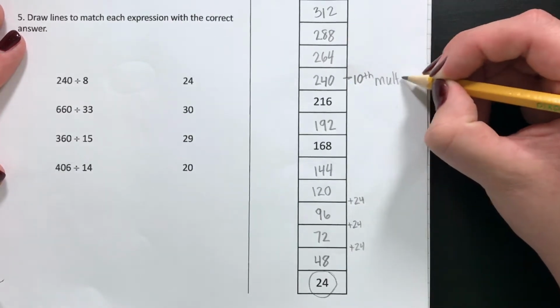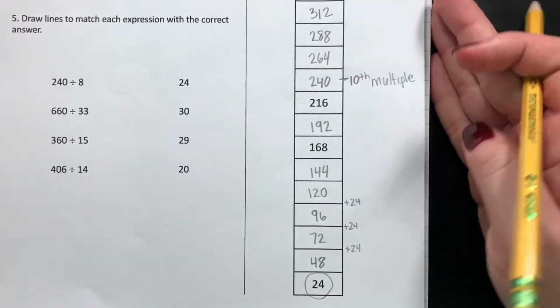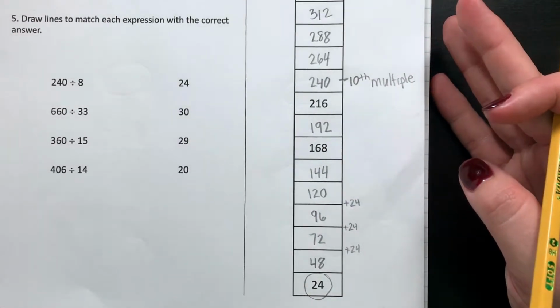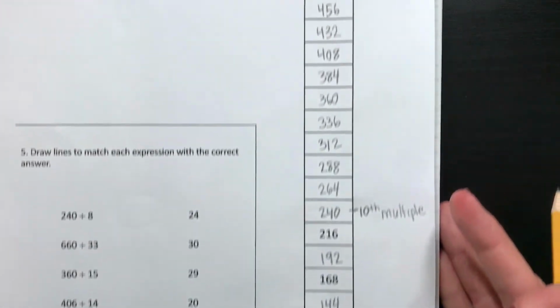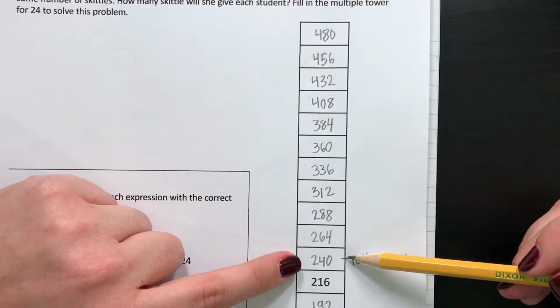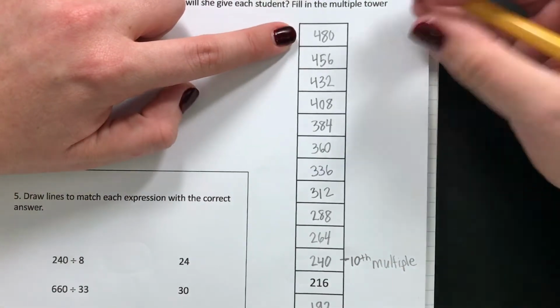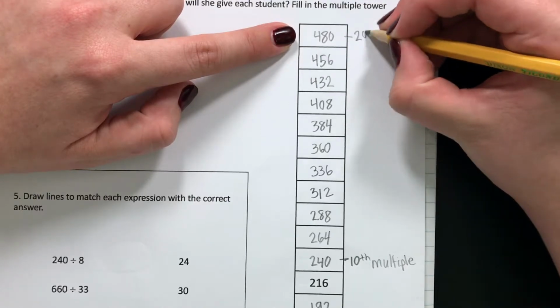So I just like to mark it so that I can use it as a benchmark when I'm doing my problem. And then we can also mark our 20th benchmark as well. Since 240 is the 10th multiple, if you just double it, you would get the 20th multiple, which is 480. So this is the 20th multiple.